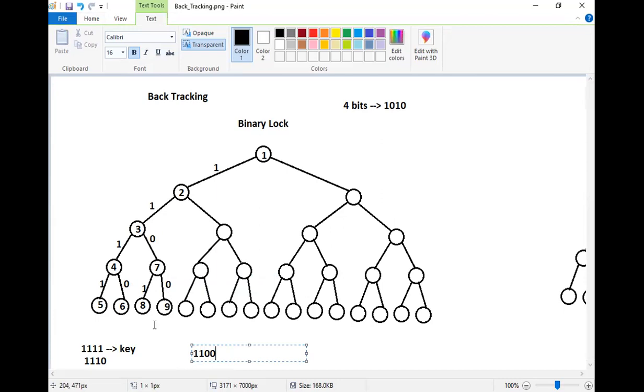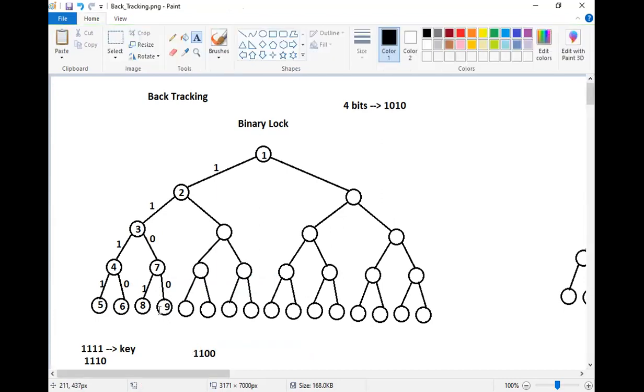Then what has to be done? From 9, I have to go back to 7. From 7, are there any possibilities? No. So go back means backtrack to its previous node, that is its parent, 3. Now look at 3. Is there any further possibility that I can go downwards from 3? No. That means I have to now go back. Where? The parent of 3. The parent of 3 is now 2.